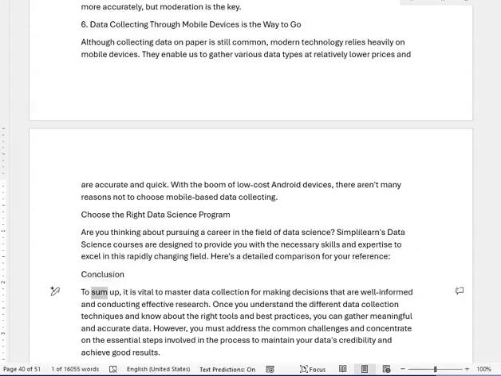Conclusion. To sum up, it is vital to master data collection for making decisions that are well-informed and conducting effective research. Once you understand the different data collection techniques and know about the right tools and best practices, you can gather meaningful and accurate data. However, you must address the common challenges and concentrate on the essential steps involved in the process to maintain your data's credibility and achieve good results.